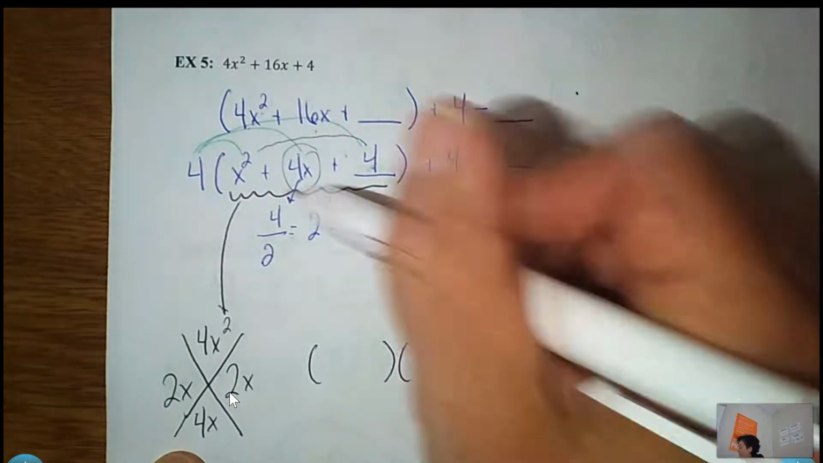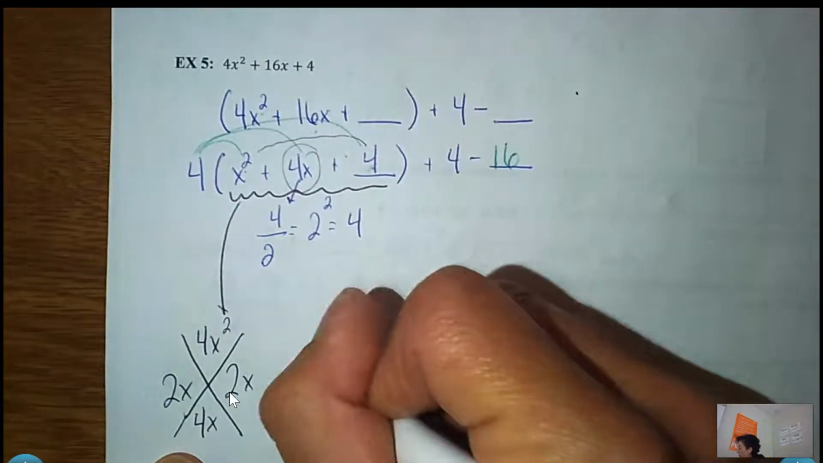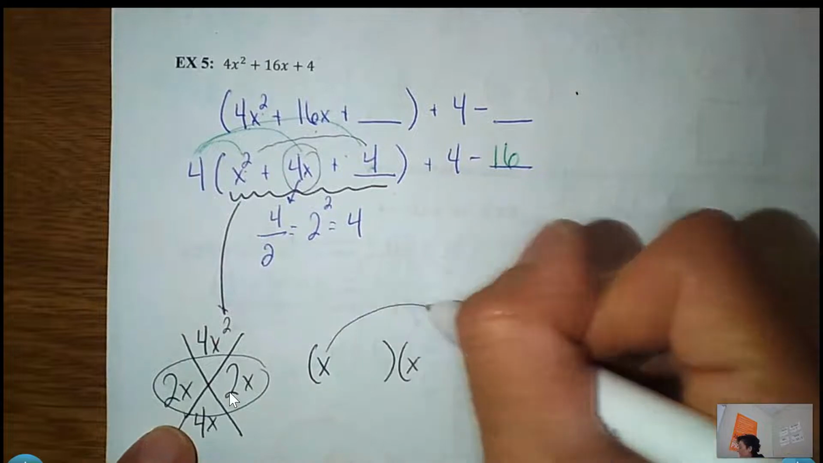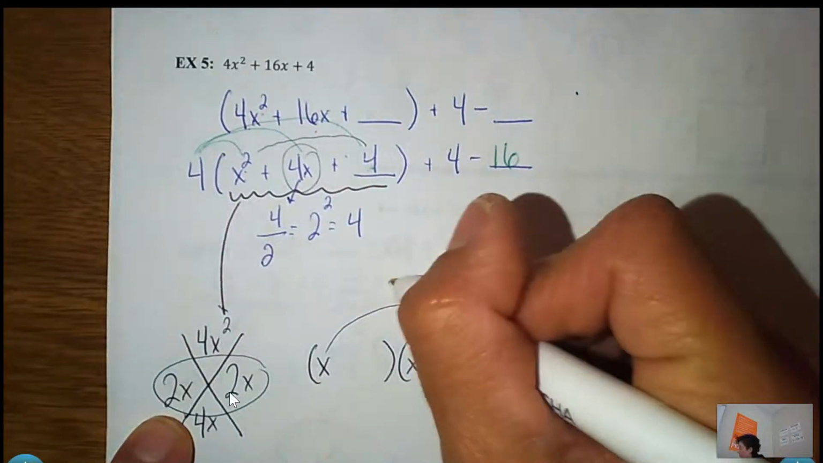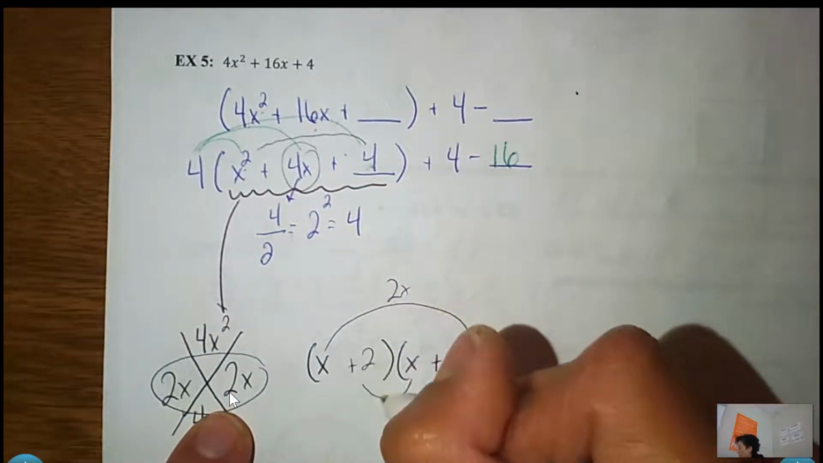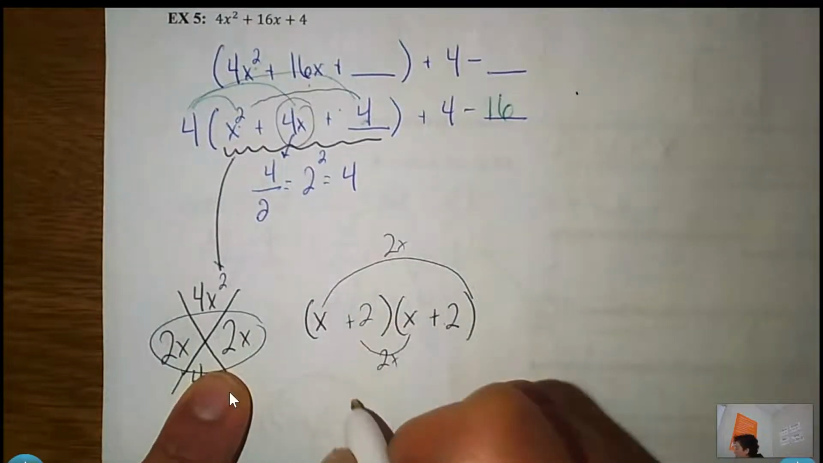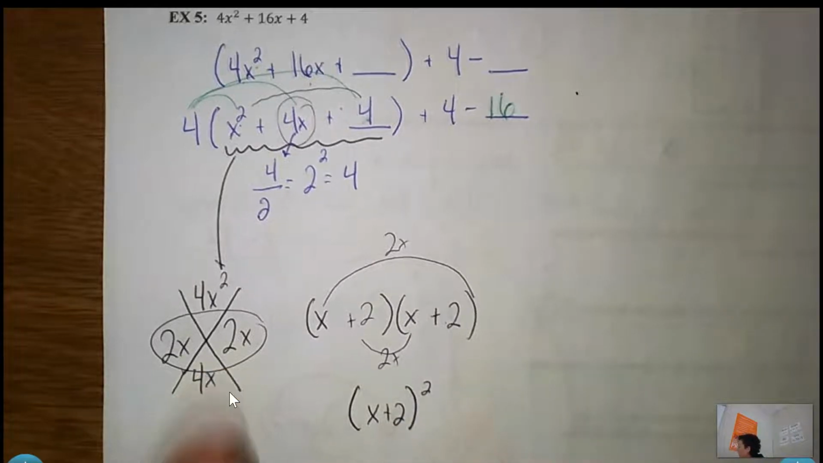So the x and the x are what we worry about first, because x and x make our leading term of x squared. And then we can focus on these side numbers. So can I take x times something and make 2x? That's 2. And can I take x times something and get 2x? That's a 2. And again, instead of writing these as two separate factors, you can combine them and write them as one factor squared. Here comes that 4.